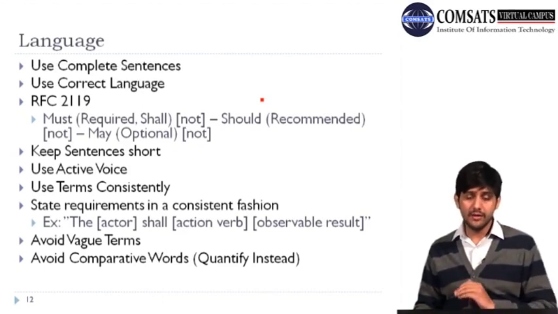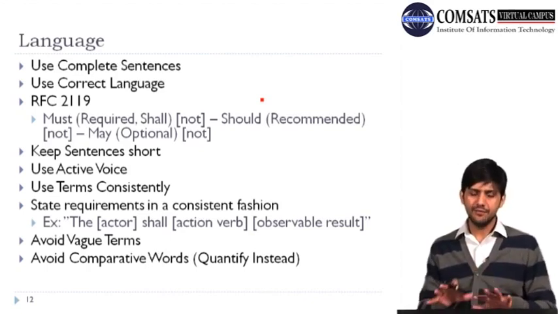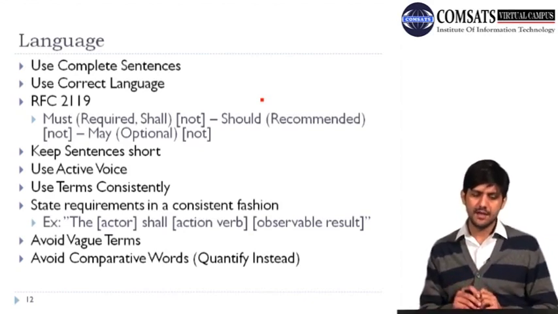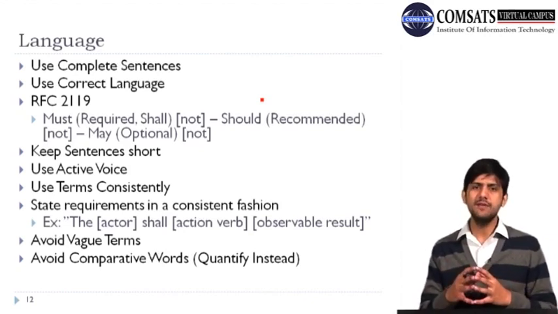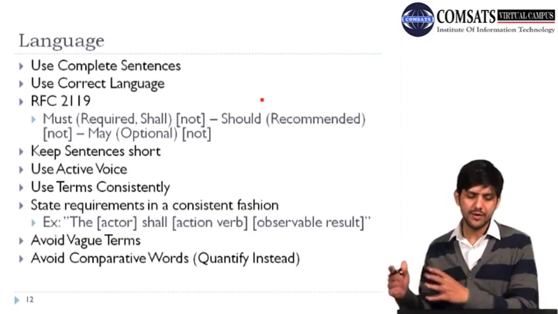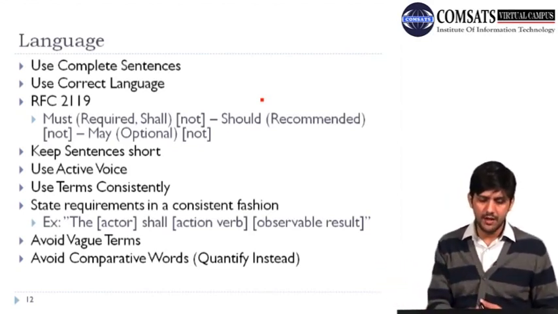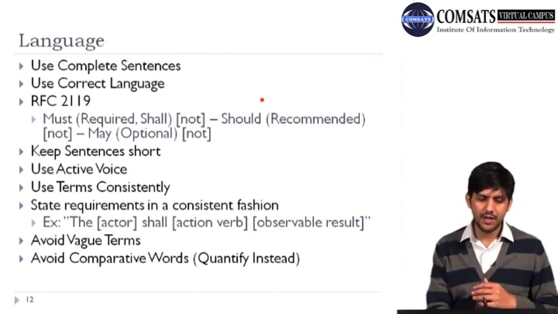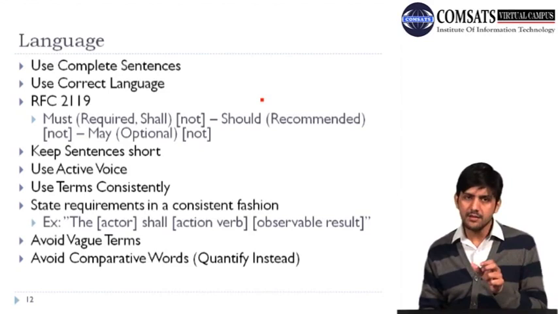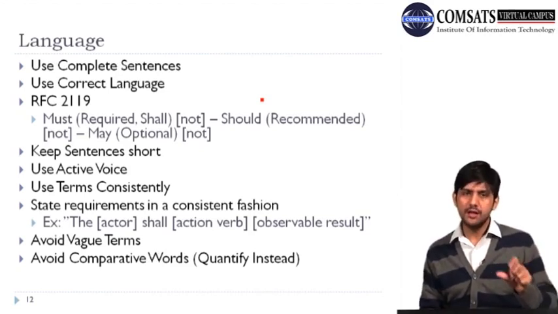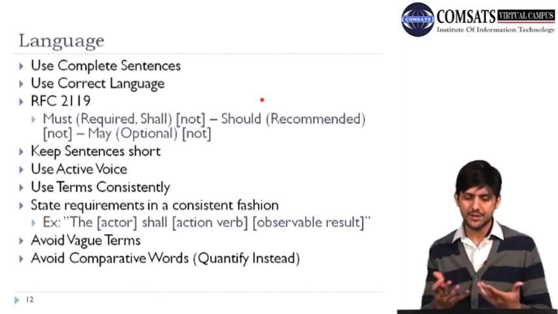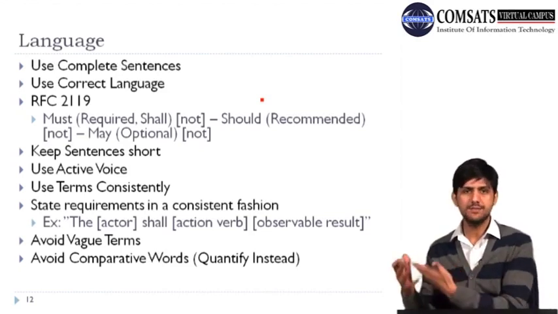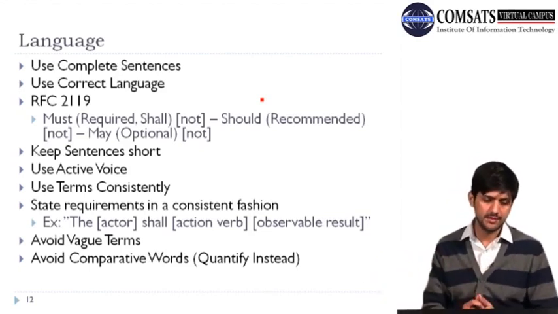We need to state all the requirements in a consistent fashion. So the actor, shall, action verb, and observable result. We should always have a very consistent way of writing the requirements. For example, this can be one format that we mentioned. If you are mentioning the interactions of the user with the system, we can follow this particular format. We can say the actor, so the particular type of user, shall do what with the system, so we can put an action word here, and we can also say what our system is going to do, and what would be the result.